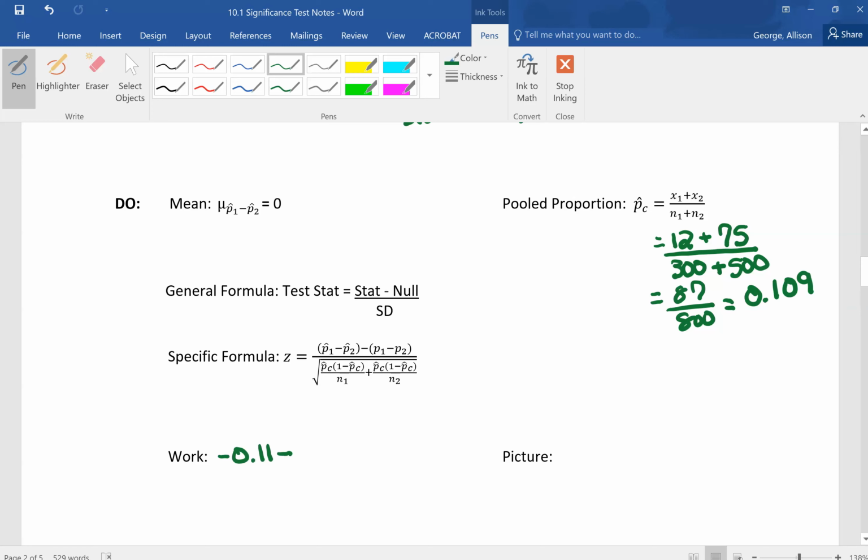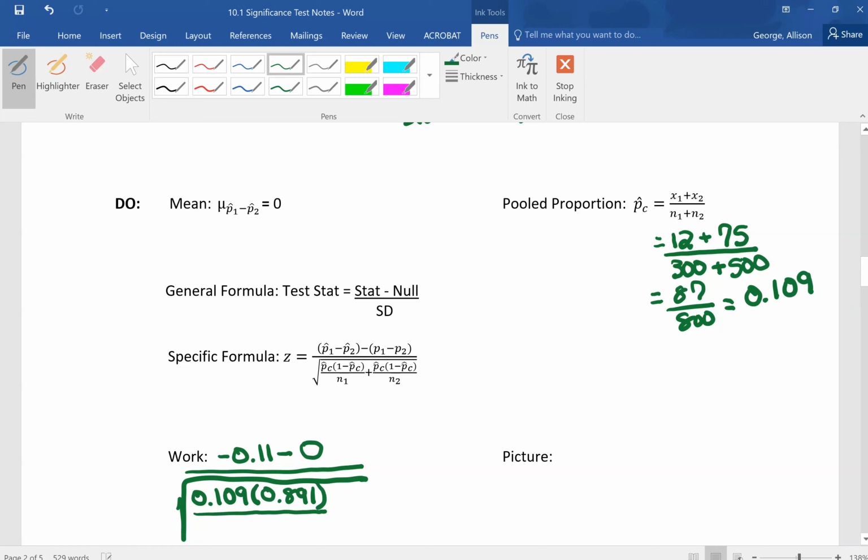Alright, and then we're assuming our null hypothesis is true. So go back up and look at your null hypothesis. Is P1 minus P2 equals 0? Well, this is asking what P1 minus P2 is. So it's going to be 0. Alright, in the denominator, we'll have some ugly fractions, just roll with it. Alright, so P hat C is 0.109. 1 minus P hat C would be 0.891.